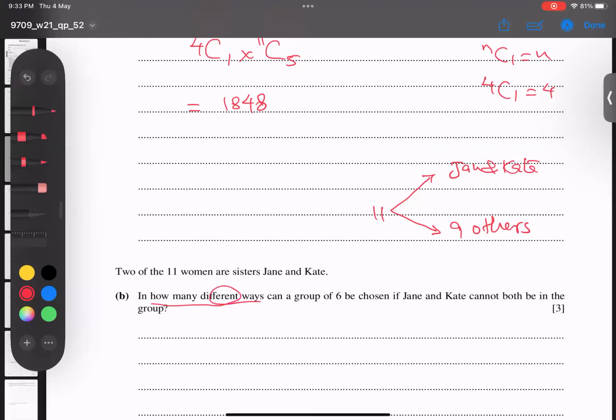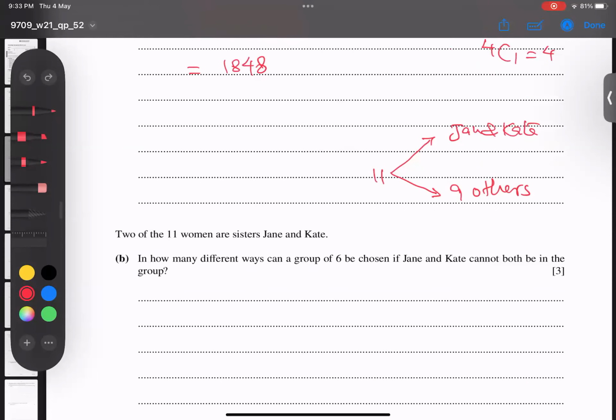And if you look carefully at what the question is saying here: in how many different ways can the group of 6 be chosen if Jane and Kate cannot both be in the group? Cannot both. It means one of them must be in the group, anyone. Okay, I can do it in 2 ways. Let me show you one way. So, first of all, these 2 ladies are there. What is 1C1? One man must be there. What is 2C1? Out of two people, I will take one only.